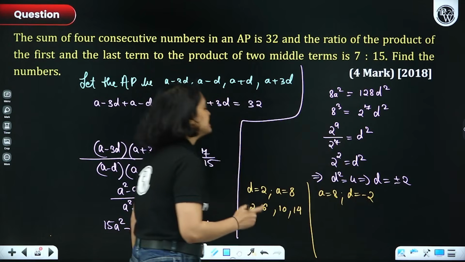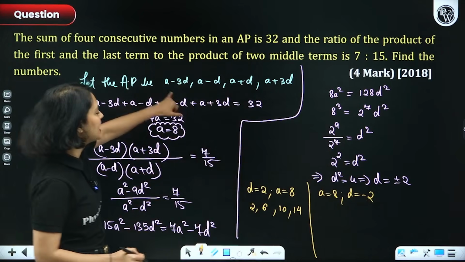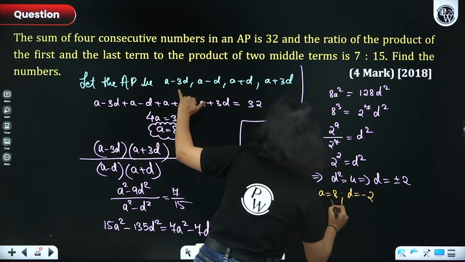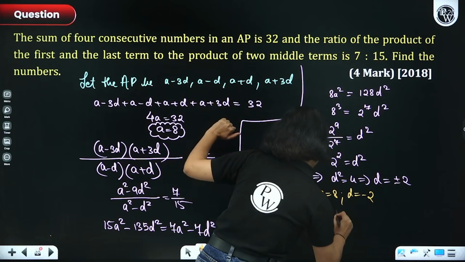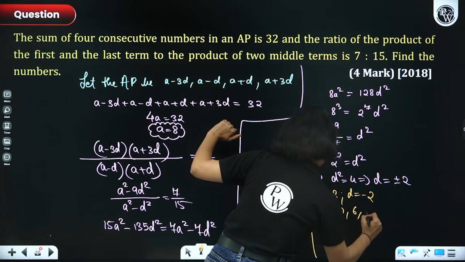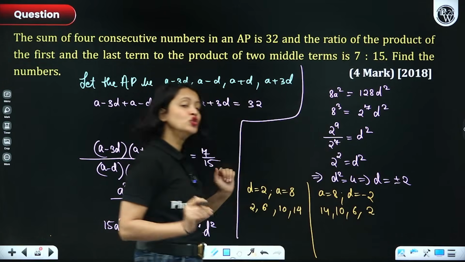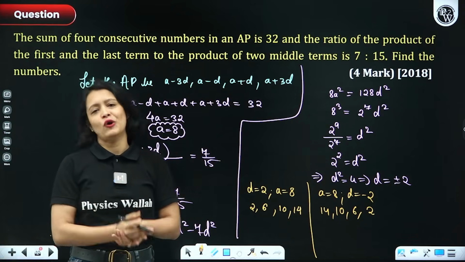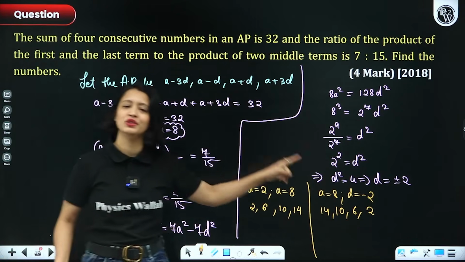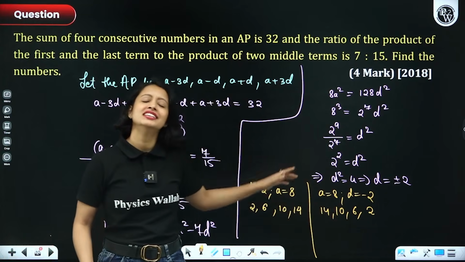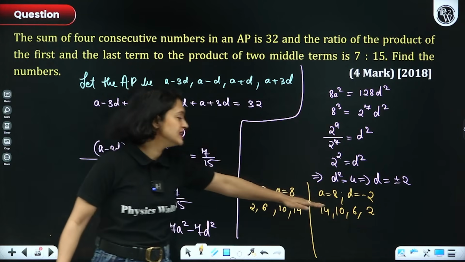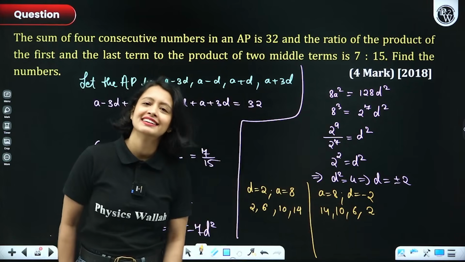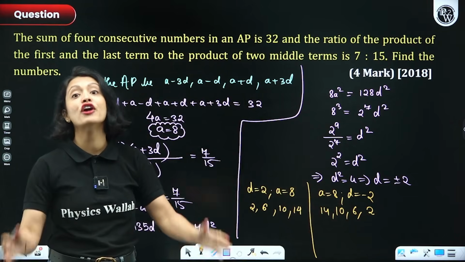So if that happens, everyone, let's see what we are getting. Here we'll get a as 8 minus, so 14, then 10, then 6, then 2. So you will get the same AP in both the scenarios, just in reverse order. I'm repeating again, just in reverse order. So you can see that here again we got the same AP but in reverse order. So yes, this is how you do these types of problems.